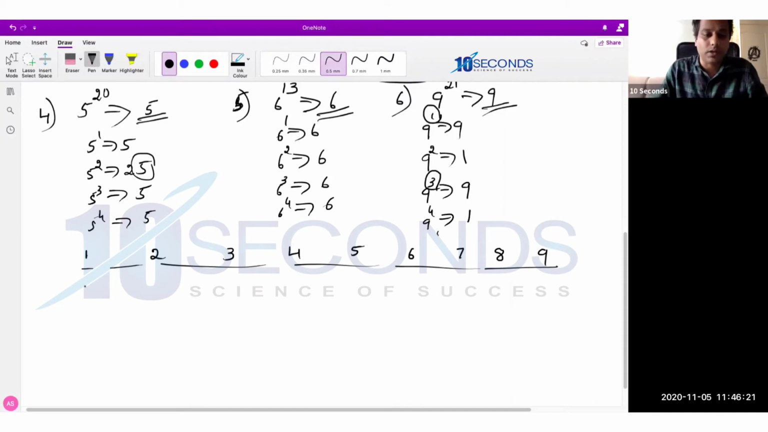All right. 1 power 1 is 1. 1 power 2 is 1. 1 power 3 is 1. 1 power 4 is 1. Okay, 2. 2 power 1 is 2.